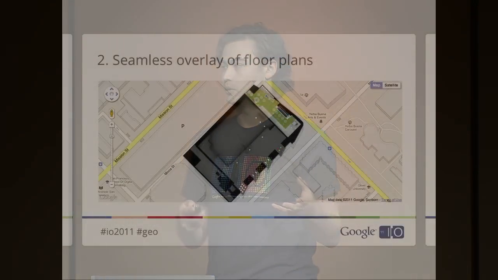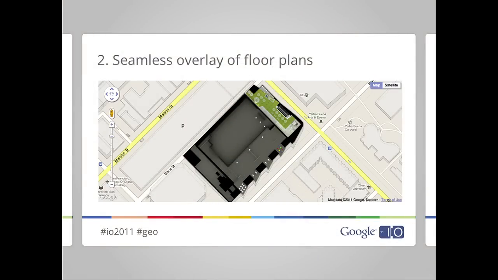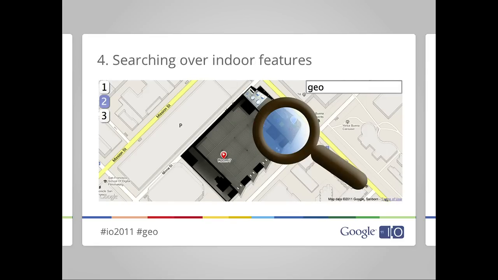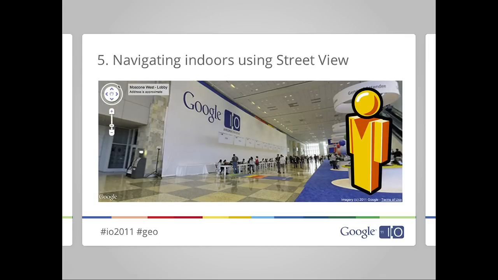So if you have imagery, this is the Moscone Center, this is the IO floor plan. If you have something similar for your own business, you can overlay that on Google Maps and seamlessly integrate with the Google base tiles. We'll then move on to annotating that map, so making it useful for your users to find things indoors. And then also having a quick look at searching over indoor features. So often your users won't know the exact location of what they're looking for, so this will help them find it. And then we'll have a look at navigating indoors using Street View.